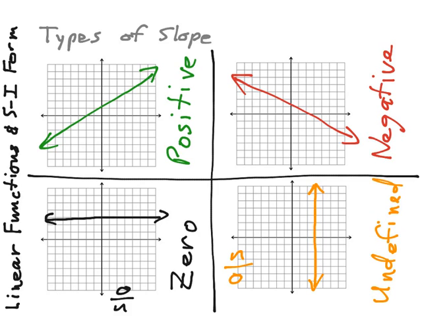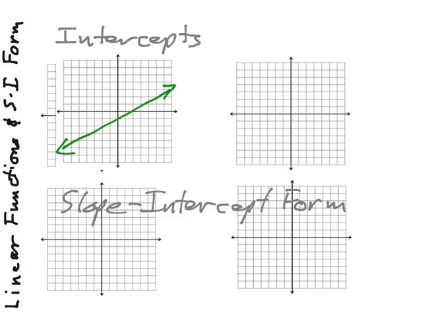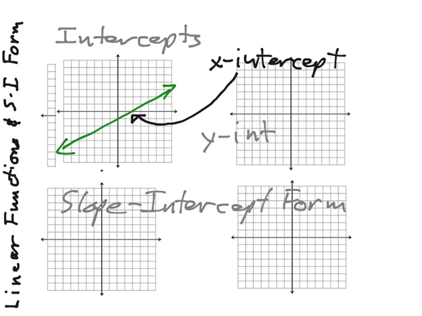Aside from the general types of slopes that are included in linear functions, when we're looking at slope-intercept forms, we need to have this concept of what are intercepts. So intercepts, using this quick graph here, this one does have a positive slope. We have 2 different types of intercepts. We have an x-intercept, which is located where our graph crosses the x-axis, and we have a y-intercept, which is the location where our graph crosses the y-axis.